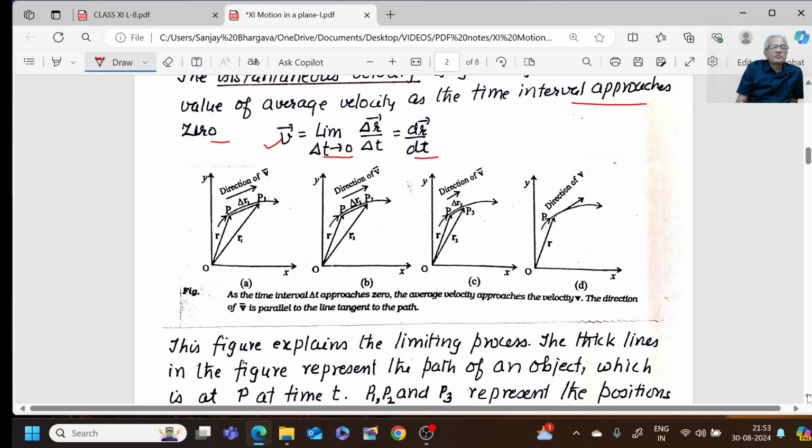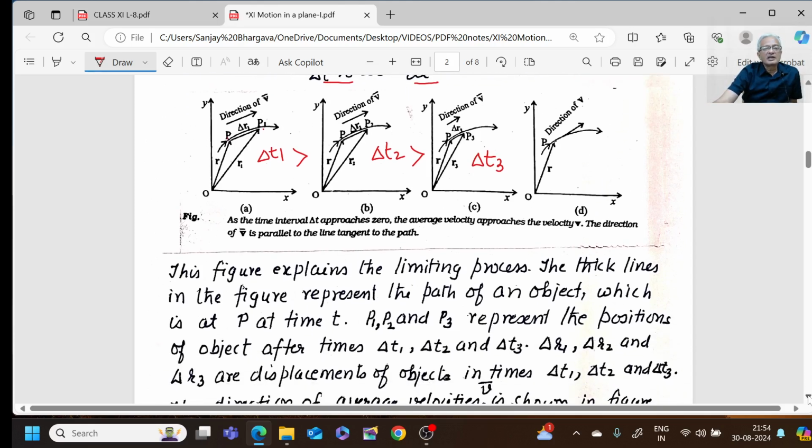We are moving first from the point P to P1 in the time interval delta t1. We are moving from point P to P2 in the time interval delta t2, and we are moving from point P to P3 in the time interval delta t3. And remember, delta t1 is greater than delta t2, which is greater than delta t3. That means as we are moving from figure A to B to C, the time interval delta t is continuously reducing. What does this figure do? This figure explains the limiting process.